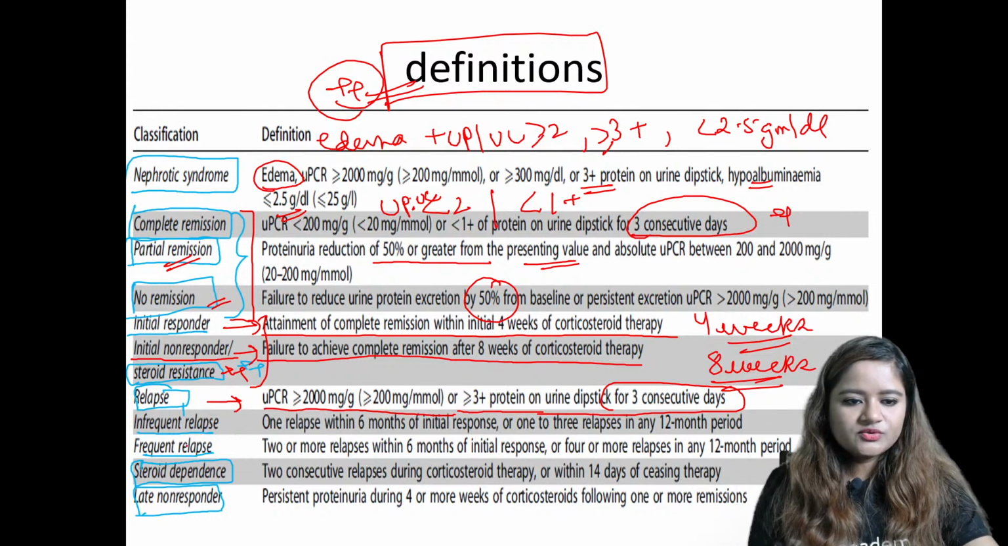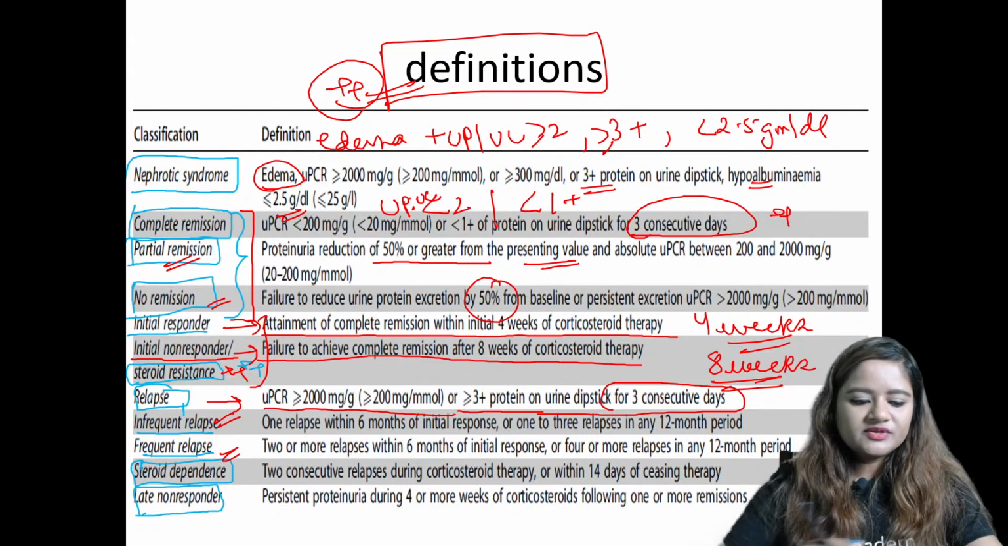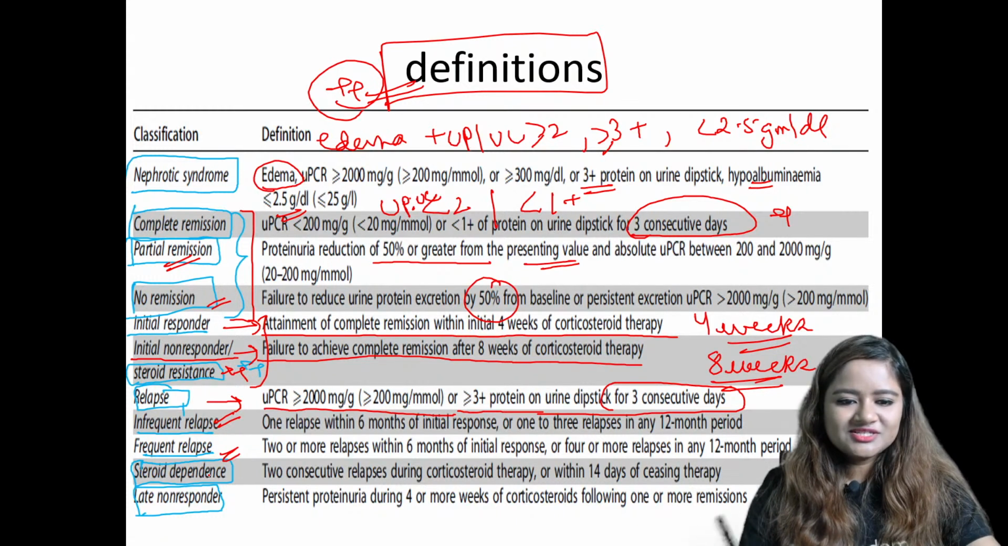नाउ रिलैप्स में दो चीजें होती है. व्हाट इज इनफ्रीक्वेंट एंड व्हाट इज फ्रीक्वेंट. इनफ्रीक्वेंट मतलब जो कम ड्यूरेशन में हो रहा है, सॉरी जो ज्यादा ड्यूरेशन में हो रहा है.